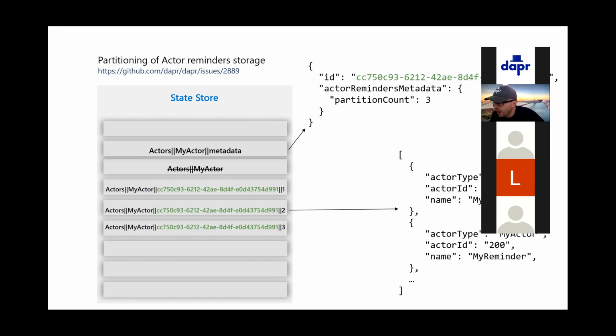So this is how we are saving Dapr metadata, so Dapr reminders going forward. We are saving that splitting across multiple records, and we're also enabling configuration change. There's one thing that I'd like to call out, which is that we don't support changes going down.